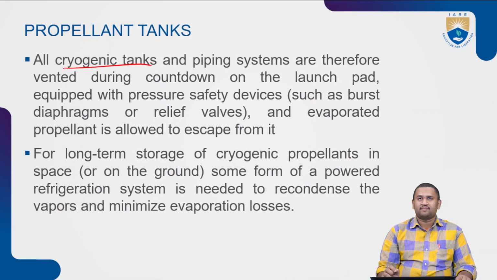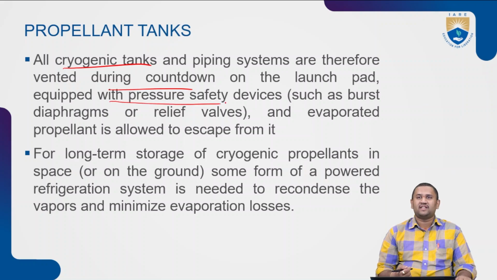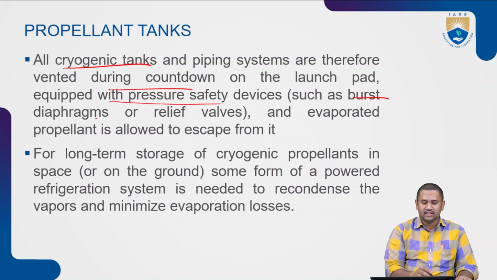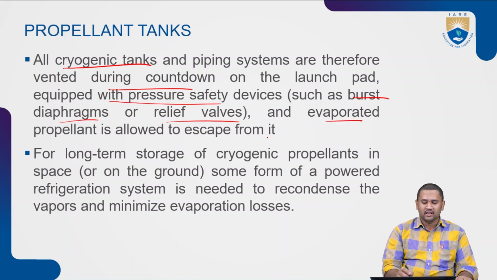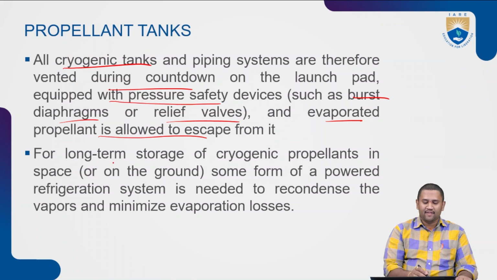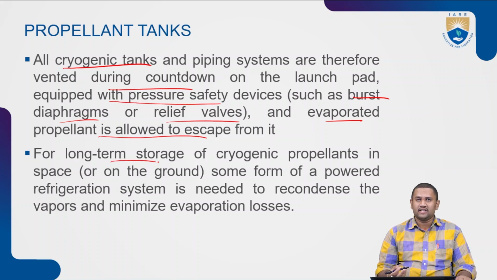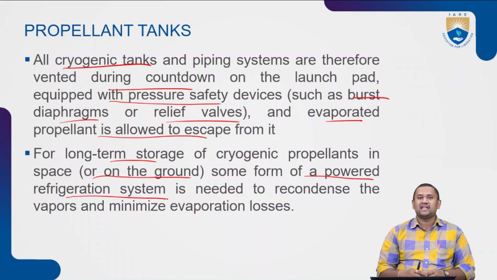All cryogenic tanks and piping systems are therefore vented during countdown on the launch pad and equipped with pressure safety devices such as burst diaphragms or relief valves, and evaporated propellants are allowed to escape from it, right? And for longer term storage of cryogenic propellants in space or on the ground, some form of powered refrigeration systems are needed to recondense the vapors and minimize the evaporation losses.